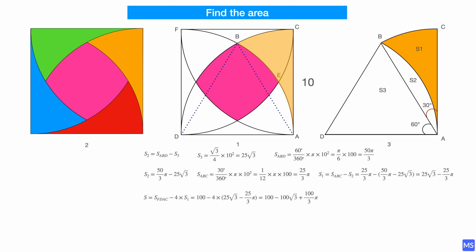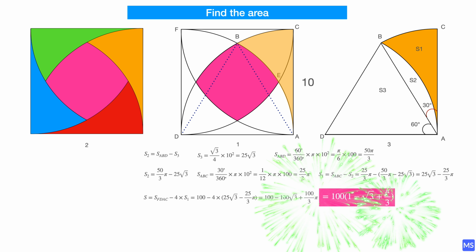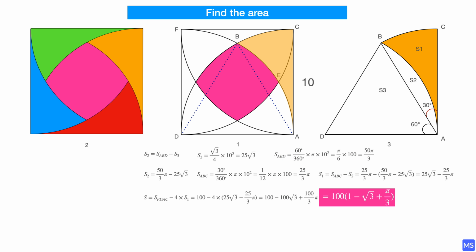The shaded area, S, is computed as the area of quadrilateral FDAC minus 4 times S1, which simplifies to 100 minus 4 times 25 times square root of 3 minus 25 over 3 times pi, resulting in 100 minus 100 times square root of 3 plus 100 over 3 times pi. Equals 100 multiplied by 1 minus square root of 3 plus pi over 3.